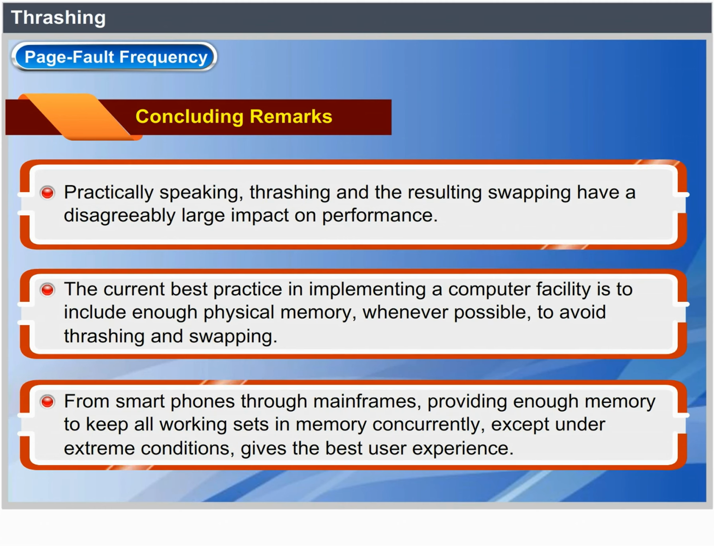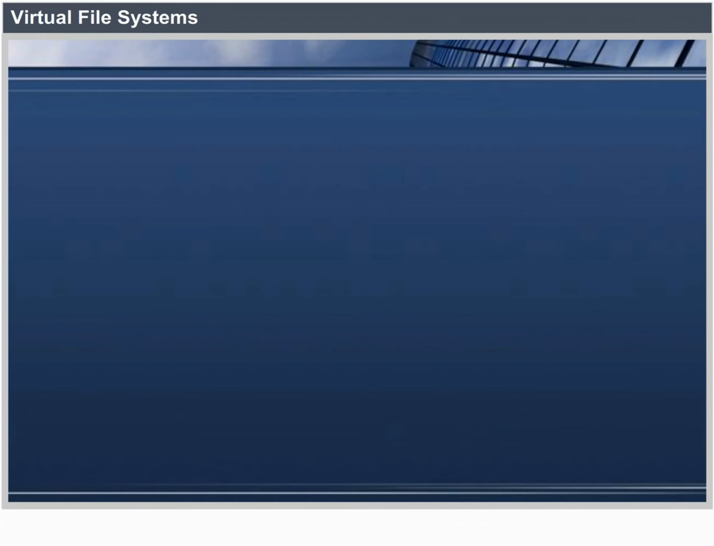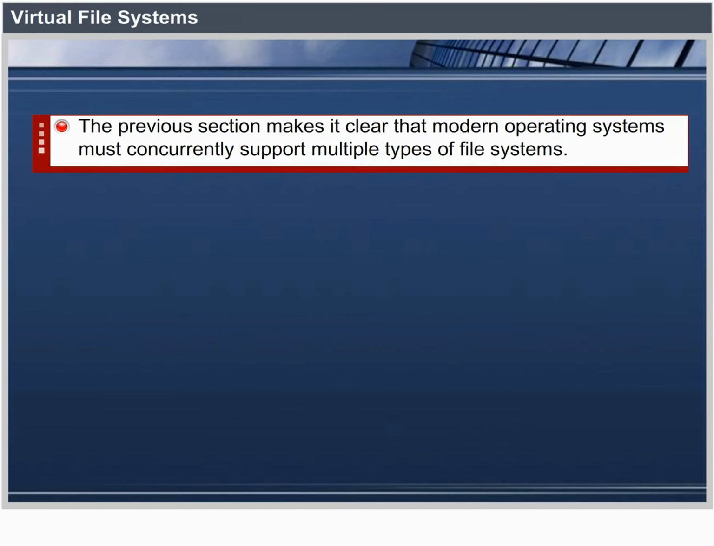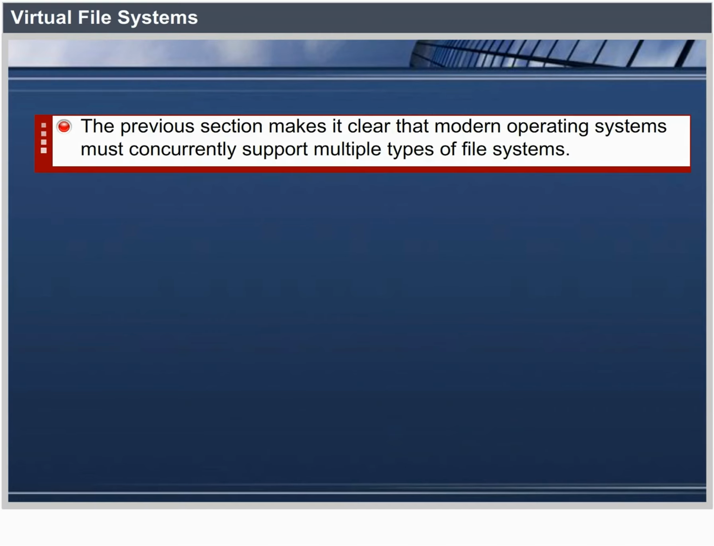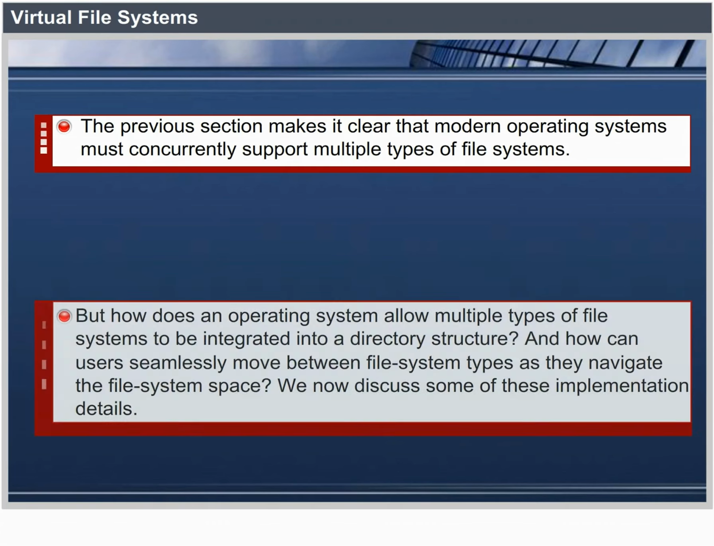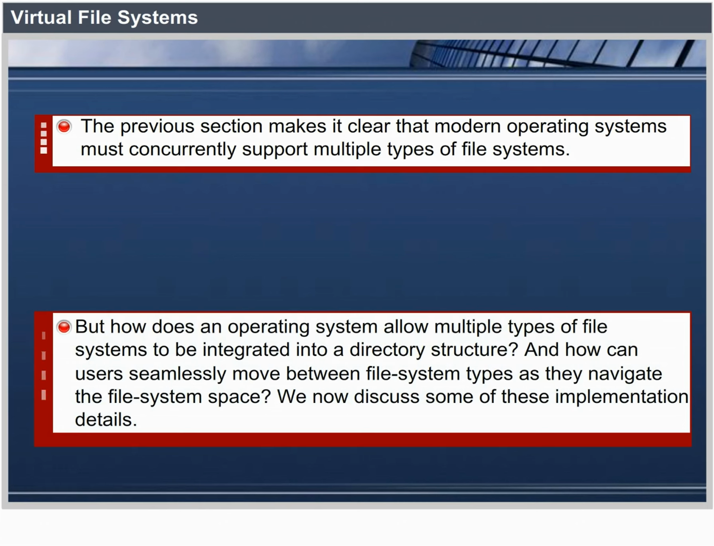Virtual file systems. The previous section makes it clear that modern operating systems must concurrently support multiple types of file systems. But how does an operating system allow multiple types of file systems to be integrated into a directory structure? And how can users seamlessly move between file system types as they navigate the file system space? We now discuss some of these implementation details.